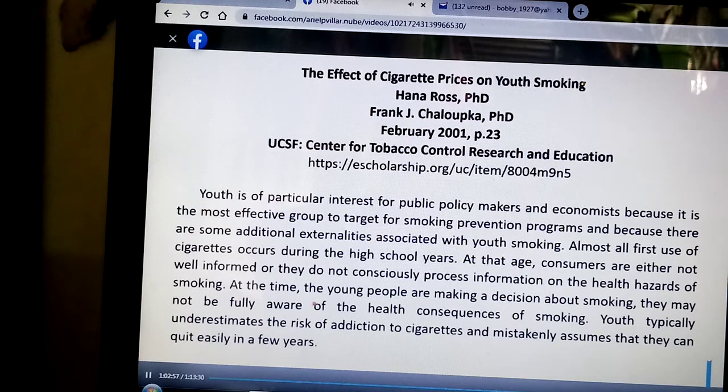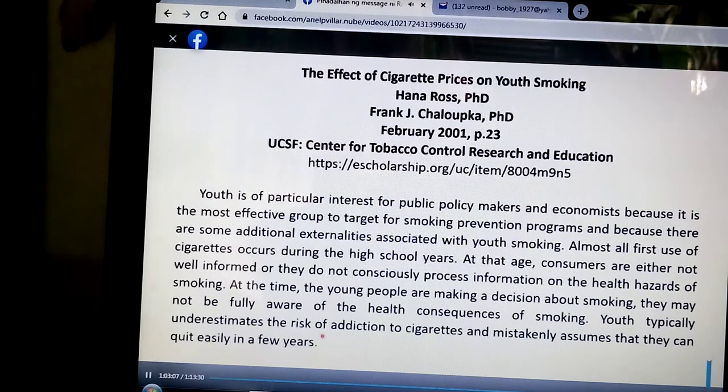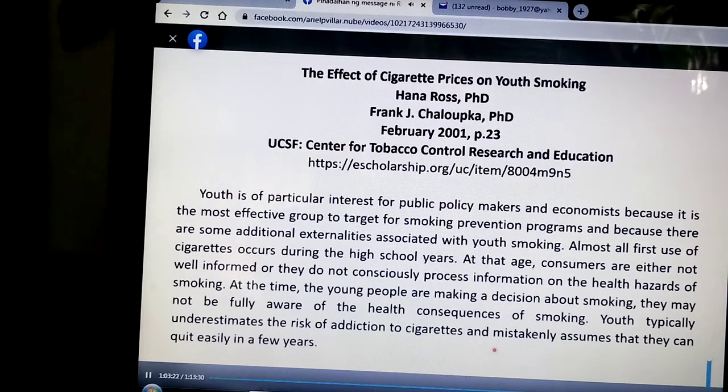At one time, the young people are making a decision about smoking. They may not be fully aware of the health consequences of smoking. Youth typically underestimates the risk of addiction to cigarettes and mistakenly assumes that they can quit easily in a few years. So, ma'am and sir, makikita po natin, ito po yung actual na paragraph from the original source po.